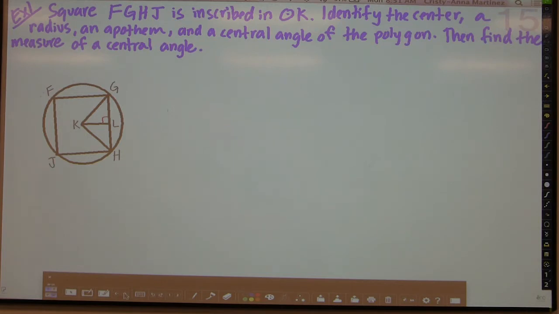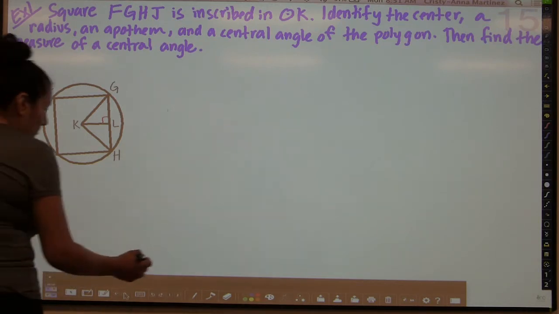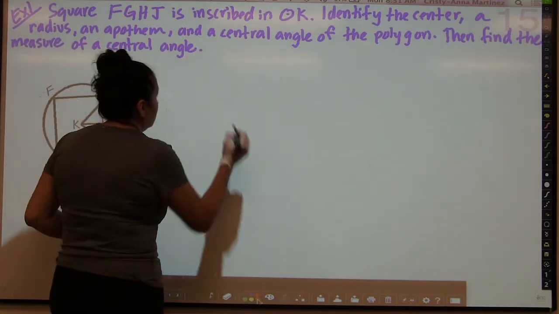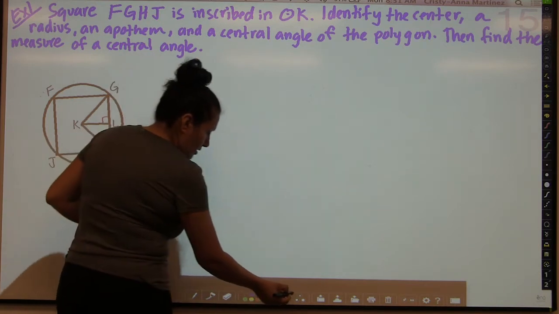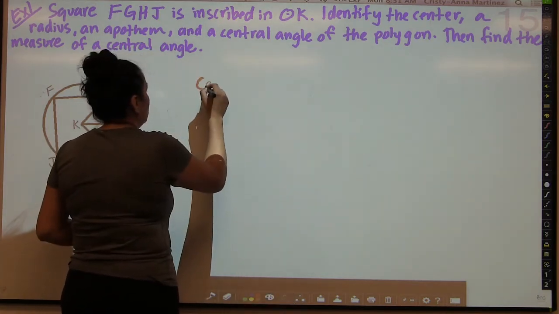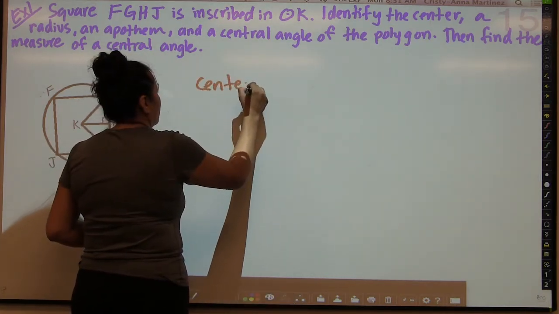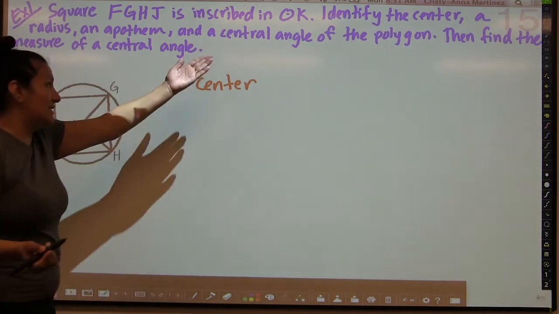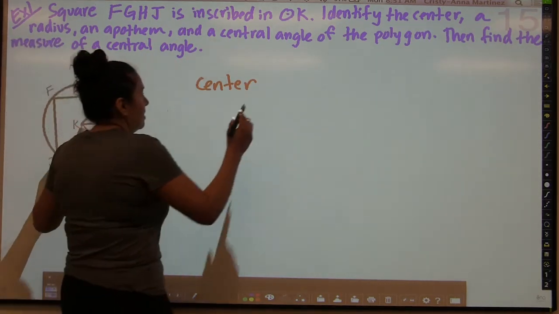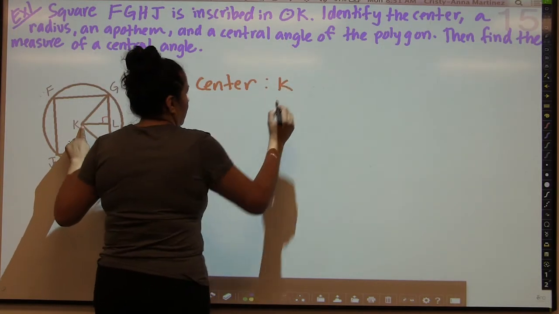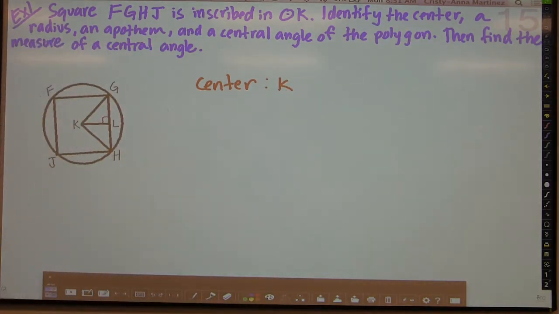Identify the center. It's kind of funny because whenever you name a circle, you name it by the center. So it says center K, but we want the center point here. It is K. So part 1 done. We found the center.